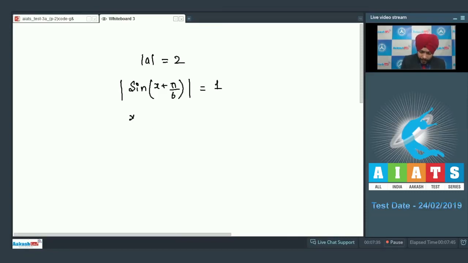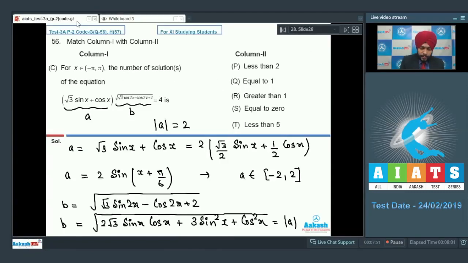Okay. So we have two values of x lying in the interval minus pi to pi. Those two values will be, one is directly pi by 3 and the other one is minus 2 pi by 3. Okay. So these are the two values. Number of solutions is equal to 2. We have greater than 1 and less than 5. So C matches with RT from column 2. Okay, let us move on to D part.